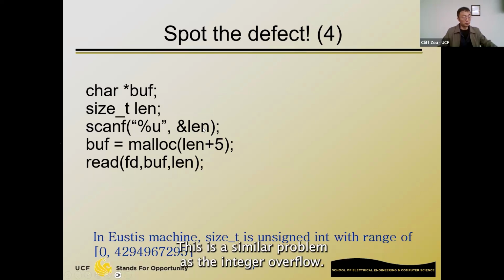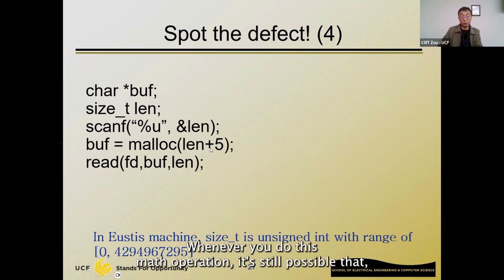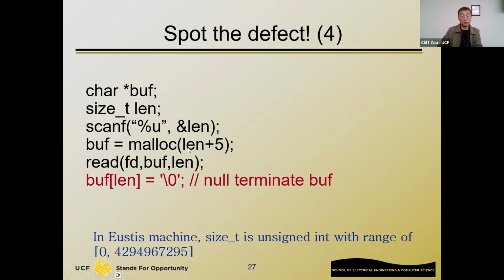This one is a similar problem as the integer overflow. This is reading. This percentage U means unsigned value, because the length is defined as size_t. Size_t is unsigned int. So this is reading an integer value as an unsigned value. Then we add 5. We read the buffer. Whenever you do this math operation, it's still possible that you could overflow this one.